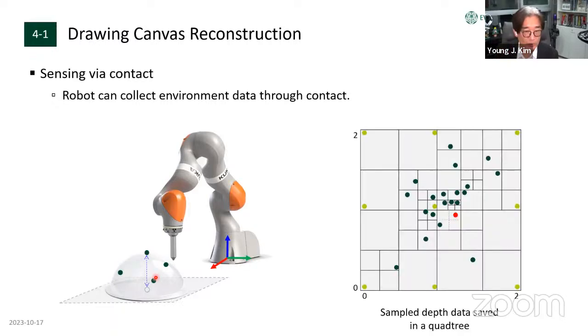Then we store it, in this case, in a quad tree, or you can even store it in a KD tree. So you sample all these points. Then you can estimate at any random point by using simple bilinear interpolation, by finding the nearest neighbors. So this is kind of sampling by contact.